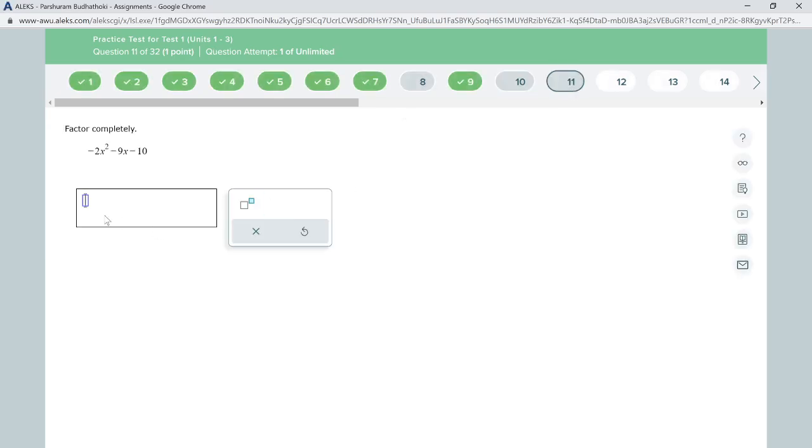Factor completely. Okay, as you can see here, you can use the AC method or another method, but the AC method would be the best one. So you can use the same approach, so I'm not going to repeat it.